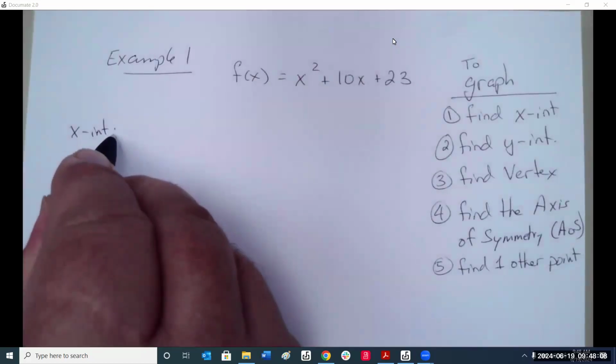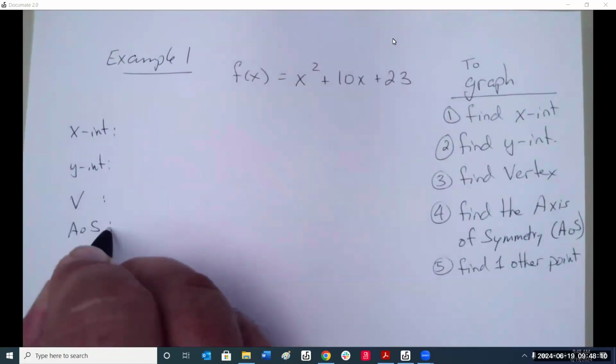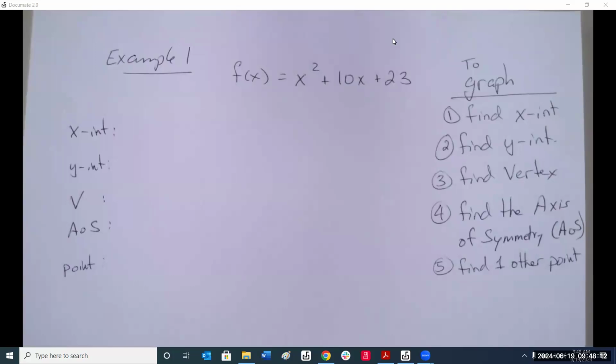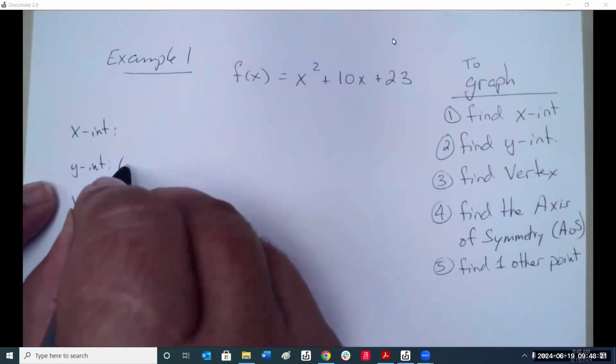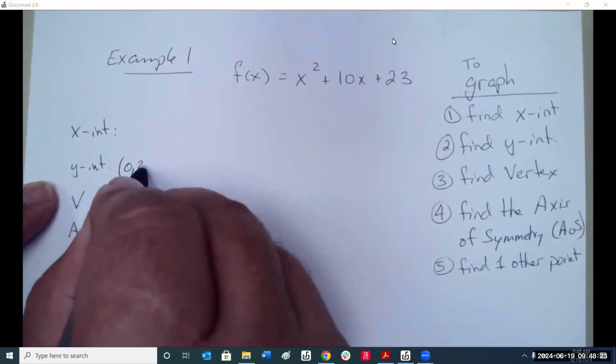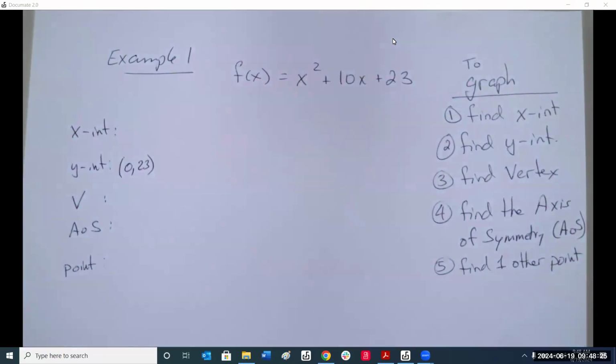Okay, so we have to find these things. Which one of these can I do right now? Okay, so what's the y-intercept? 23. Yeah, so is that at the point (0, 23)? Yeah, so it's 23 on the y-axis. Very good. Can we do anything else? No. With a little bit of work? Mm-hmm. What can we find with a little bit of work?